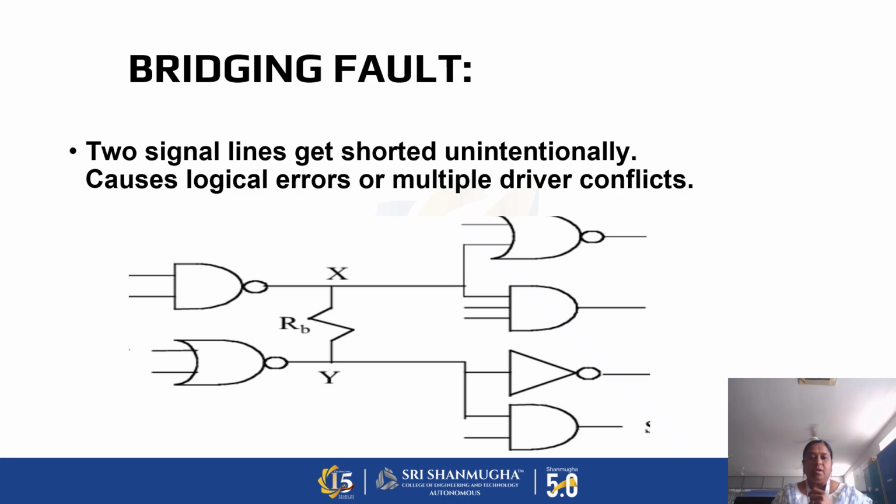Bridging fault. When two signal lines get shorted unintentionally, it causes logical errors or multiple driver conflicts. Here we see that the lines X and Y are being shorted. Here we have a NAND gate and a NOR gate, but the expected output will be completely different from the actual outputs. Since both the lines are being shorted, we get a defective output.